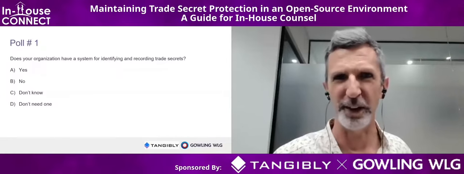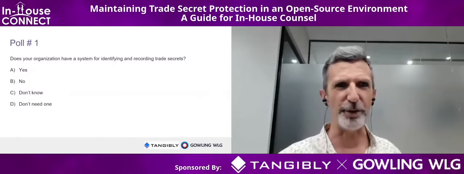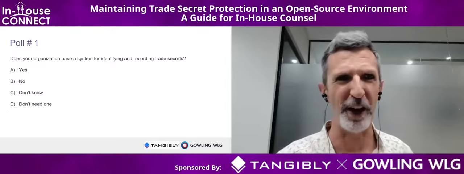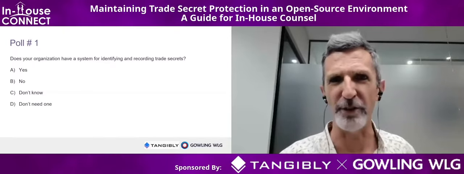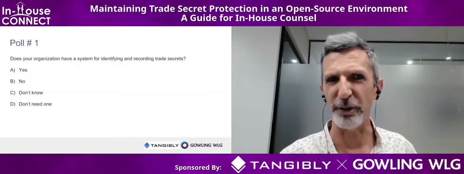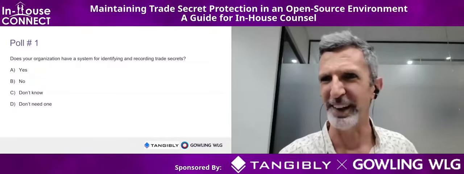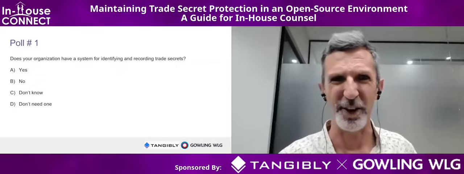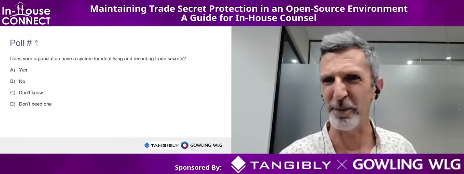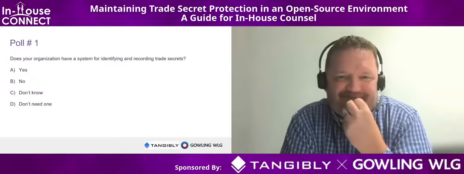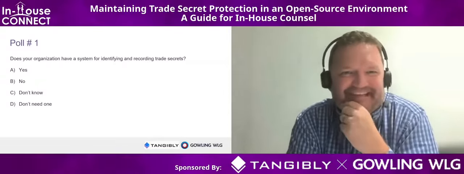And going into the first poll, so we're starting off: how many of your organizations have a system for identifying and recording trade secrets? This will be really interesting and start the session off right. John, what's your guess? What's going to be the top rank? Hopefully a yes, but it's looking like no at the moment.